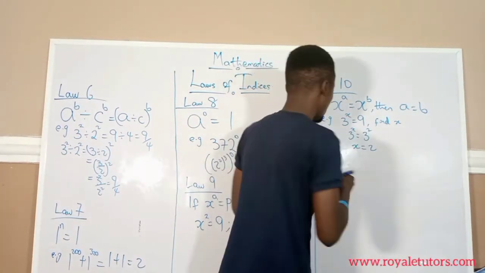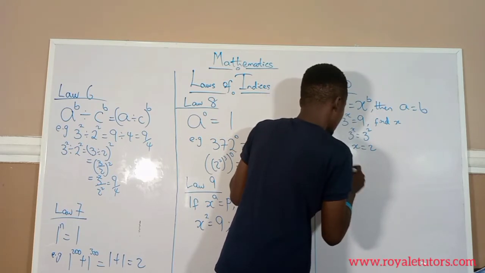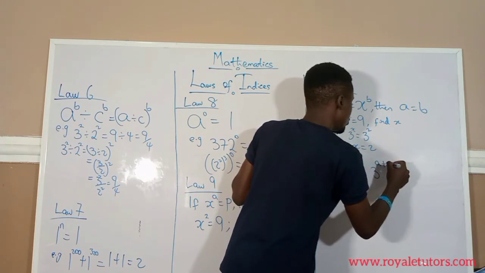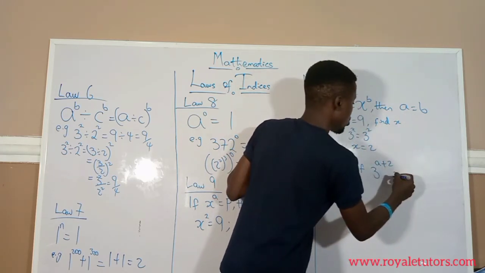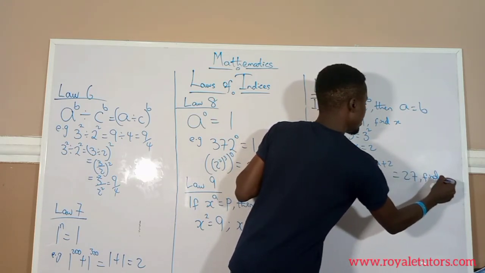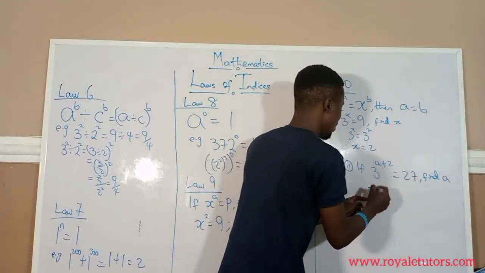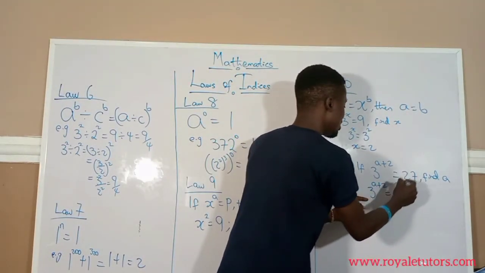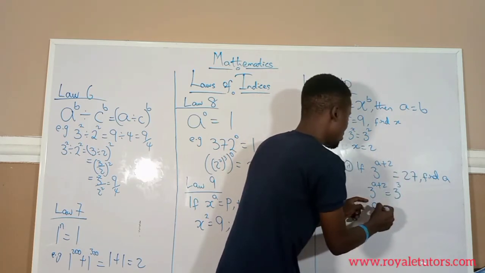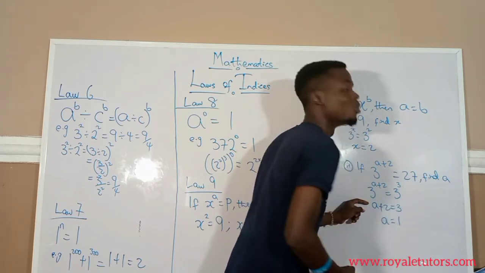So that's why you can see some questions, like, second example, if 3 raised to power a plus 2 is equal to 27, find a. I know you should have seen some questions like this before. So you have 3 raised to power a plus 2. 27 itself is 3 raised to power 3. So you equate the power: a plus 2 is equal to 3. Then you have a is equal to 1.